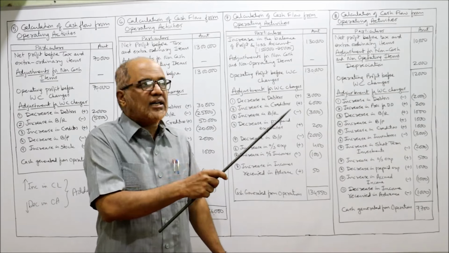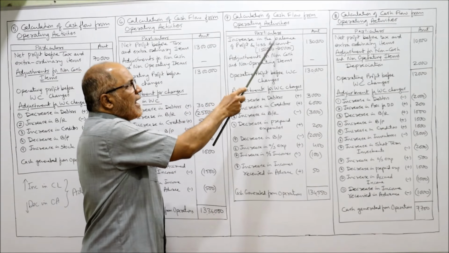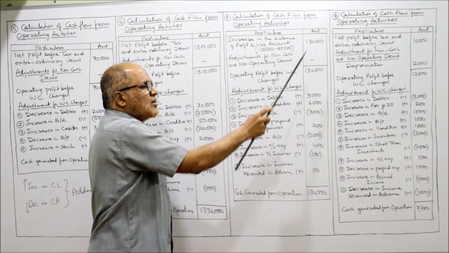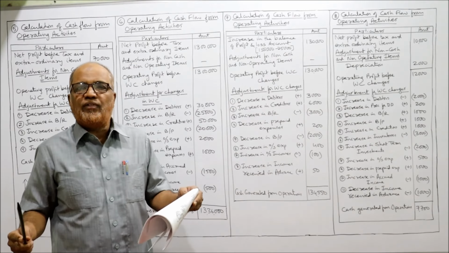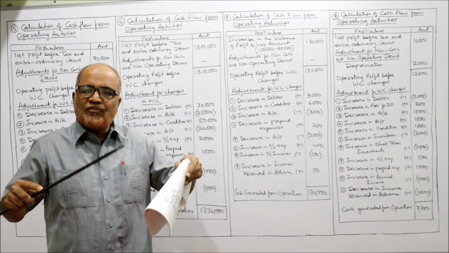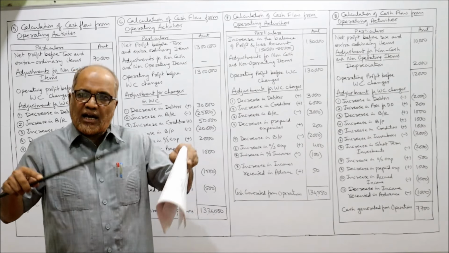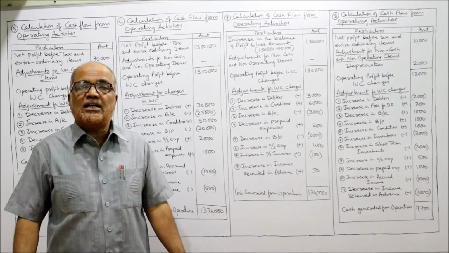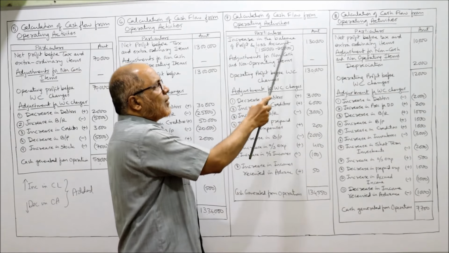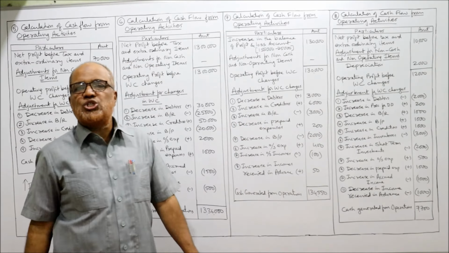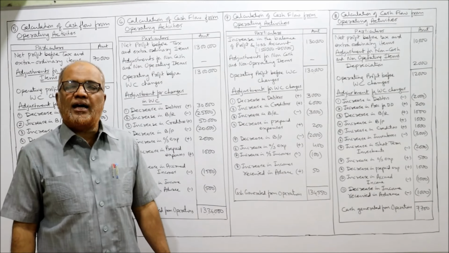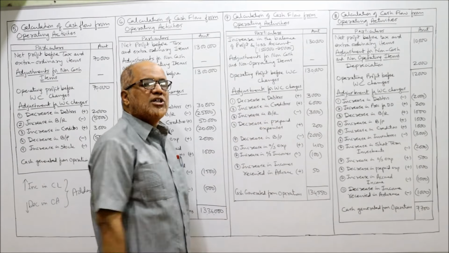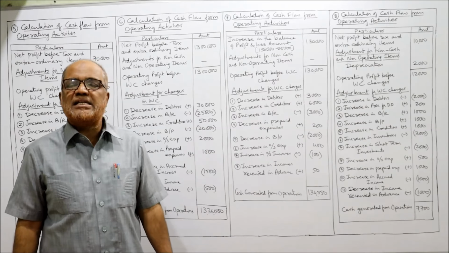So we'll take as the starting point the increase in the balance of profit and loss account. 1,55,000 minus 25,000, 1,30,000. It is accumulated profit. The balance in P&L account was 25,000 and the current year balance is 1,55,000. So how much increased? 1,30,000. So 1,30,000 is the profit. To this we have to adjust for non-cash, non-operating items. We don't have any non-cash, non-operating items. So this is the operating profit before working capital changes.